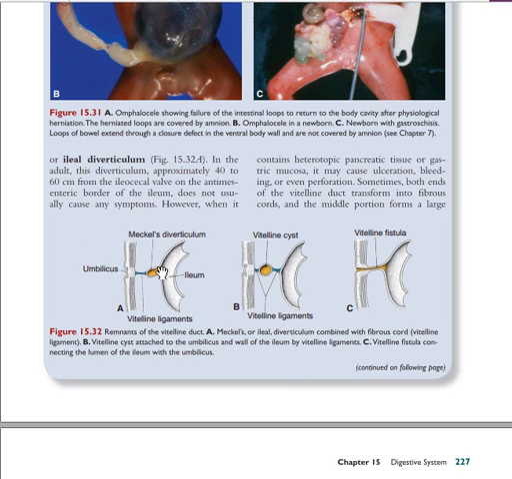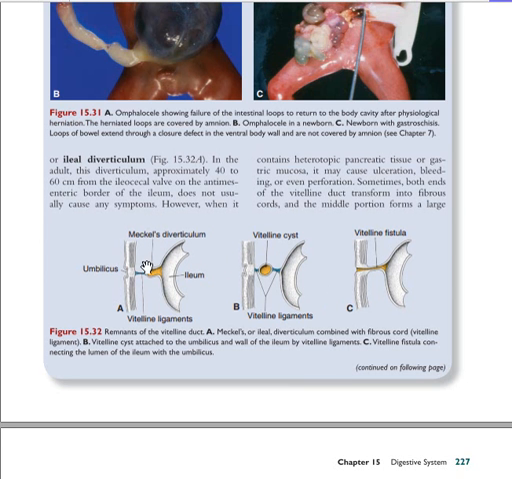Normally the vitelline duct connects the umbilicus and the intestine. So you can have the vitelline ligament, which is present between the umbilicus and the intestine. So these are the different forms of the Meckel diverticulum. One, you can have a Meckel diverticulum. So these are the vitelline duct abnormalities.